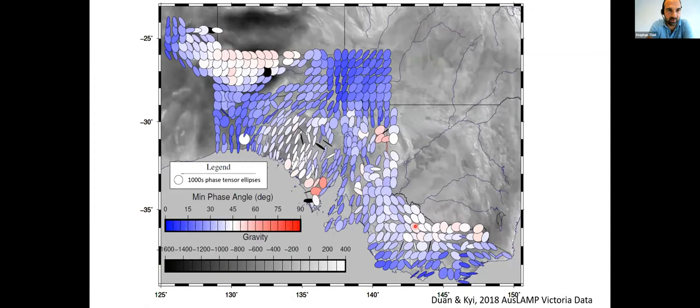And similarly, you can do the same exercise using phase tensors. And again, it's the same kind of pattern that emerges, with very highly polarized responses or strong current channeling where you have some of the very large fault zones that are bounding some of the cratonic areas. And the same here, where they really nicely bound the outcropping area of the Musgrave Province, for example.